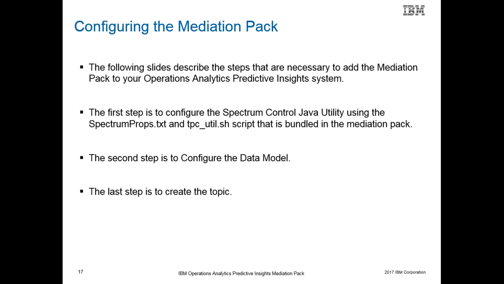The following slides describe the steps that are necessary to add the mediation pack to your Operations Analytics Predictive Insights environment. The first step is to configure the Spectrum Control Java utility using the Spectrum props config file and tpc_util.sh script that is bundled in the mediation pack. The second step is to configure the data model. The last step will be to create the topic.